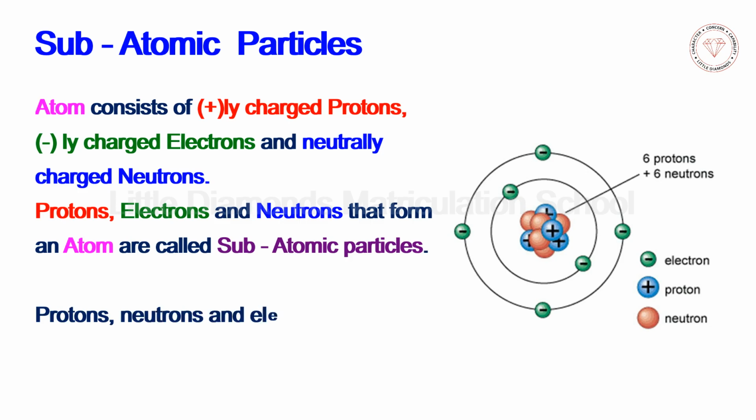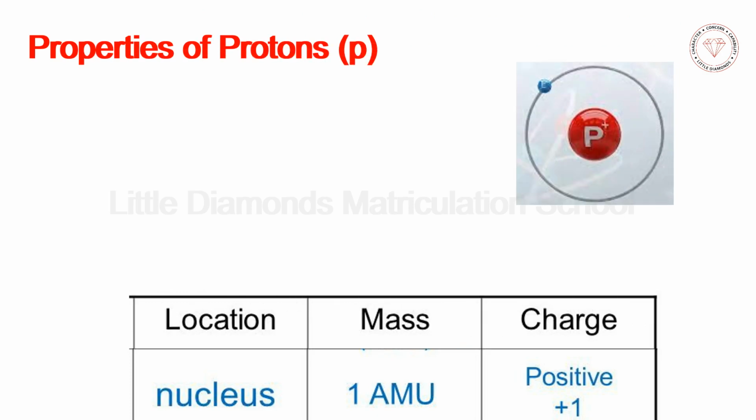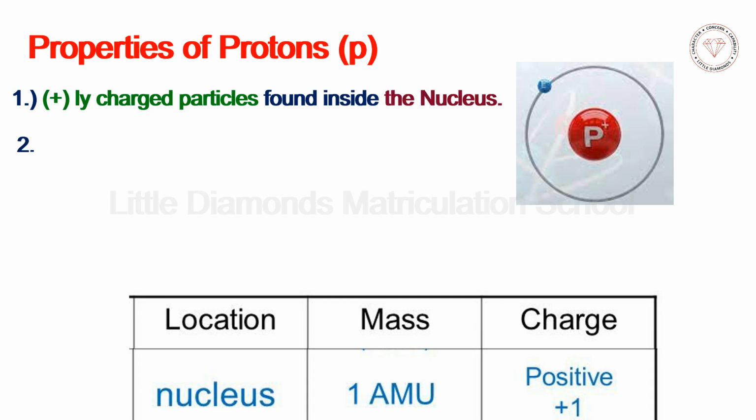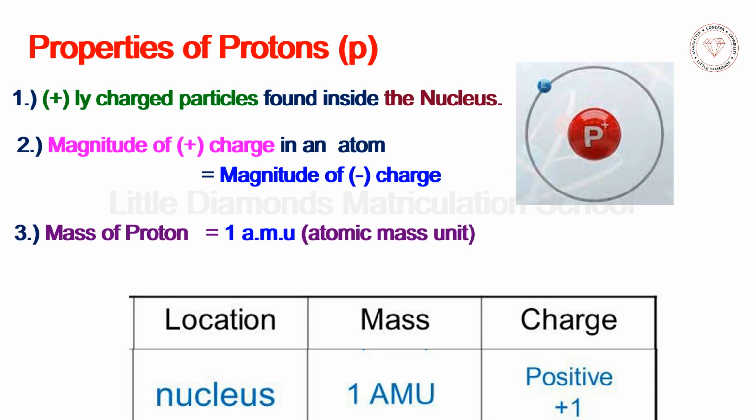Protons, neutrons, and electrons of all elements have the same properties. Let us now know the properties of these subatomic particles. Properties of protons. Protons are positively charged particles found inside the nucleus of an atom. The magnitude of positive charge in an atom is equal to the magnitude of negative charge in it, and so the atom is neutrally charged. Mass of a proton is equal to 1 atomic mass unit, that is equal to 1.6 × 10^-24 grams. The symbol for proton is 1H1.